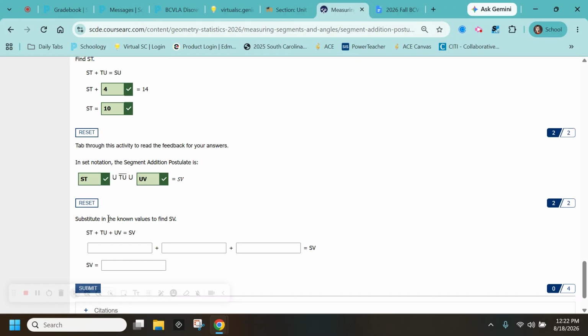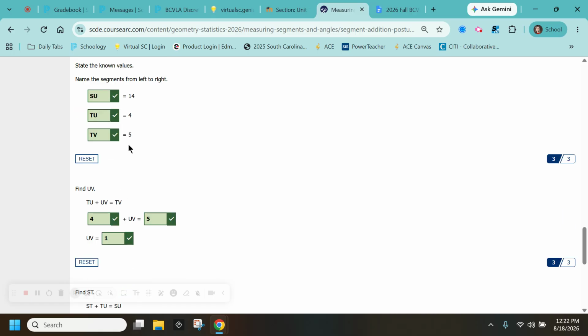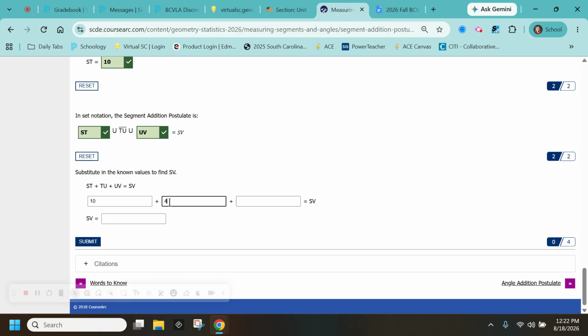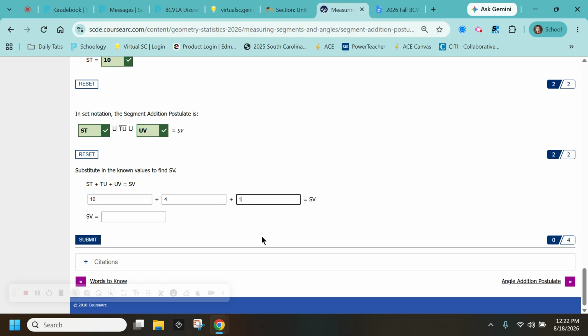Using our segment addition postulate from up here, we can now substitute these things in. So ST we found up here is 10. TU, if we scroll back up to here, was 4. And UV, if we go back up to here, was 1. So 10 plus 4 plus 1 is equal to 15.